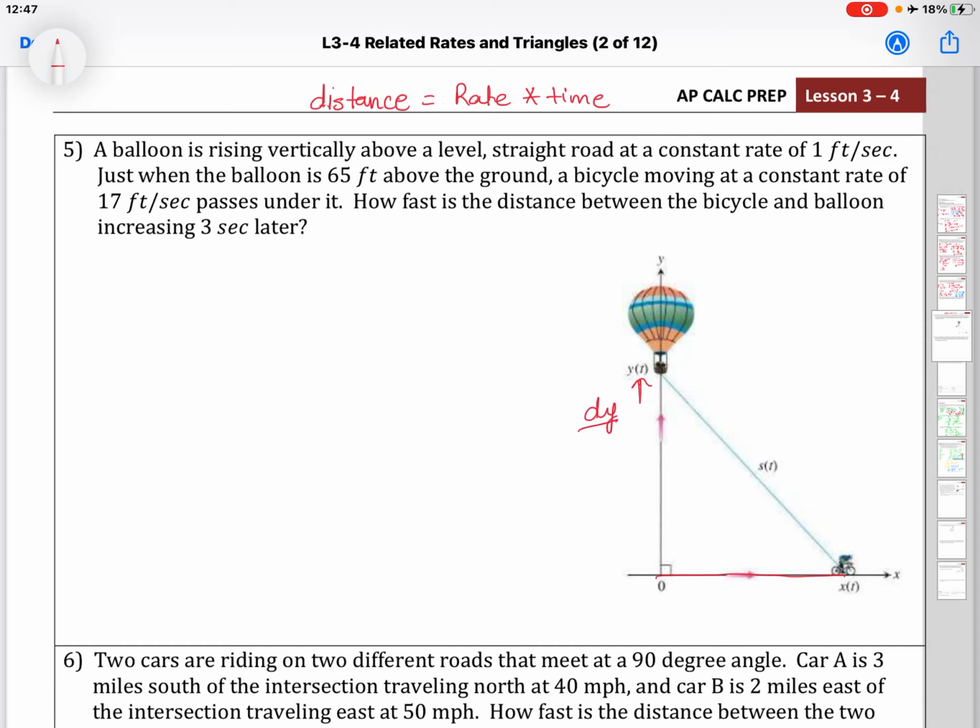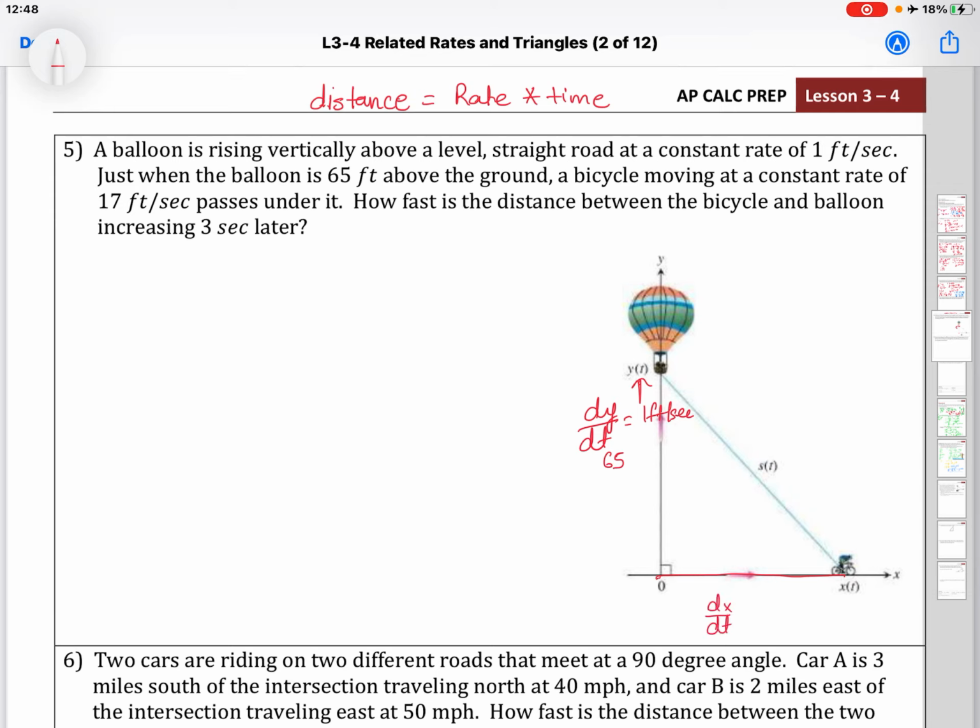Okay, so we already read this. It's rising at a rate, so this would be dy/dt, right? 1 feet per second. Just when the balloon is 65 feet above the ground, so when it's 65 feet above the ground, a bicycle moving at a constant rate of 17 feet per second passes under it. So the bicycle was underneath here. Okay, so the bicycle was here when it was at 65 feet.